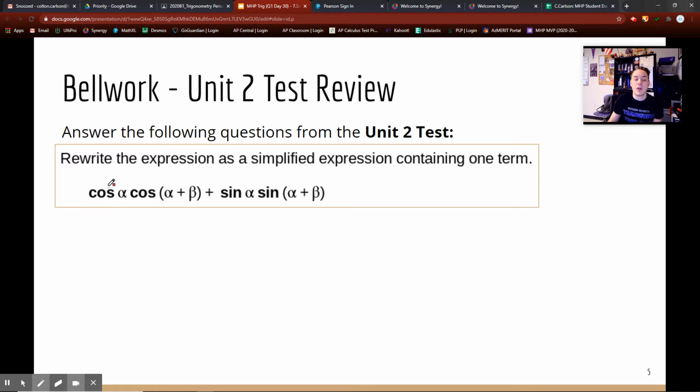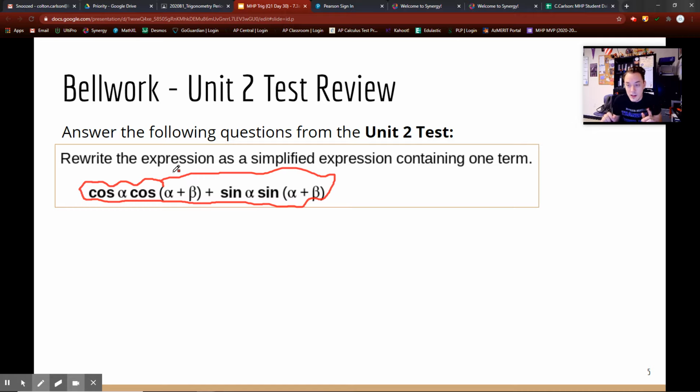So the first thing I want to notice is the way this is set up. I have cosine of alpha and a cosine of something else, and then I have sine of alpha and sine of something else. This expression, the way that it's set up here, looks awfully like an identity. It actually looks like a difference identity, and that's the point.